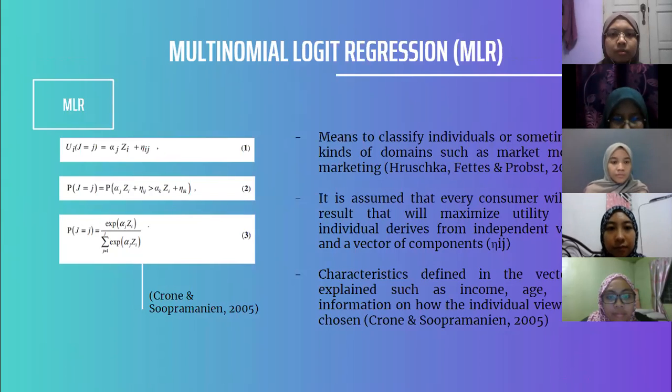Multinomial logistic regression, or MLR, is known as one of the methods able to classify individuals in different kinds of domains, such as market modeling and marketing. In this study, the researcher assumed that every consumer will choose the result that will maximize utility, which each individual derives from independent variables and a vector of components. The characteristics defined in the vector are explained, such as income, age, gender, and information on how the individual views the choices chosen. Here are a few equations that have been made based on the assumptions of the researchers.